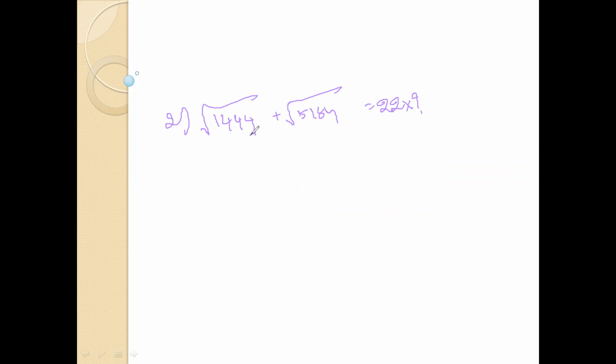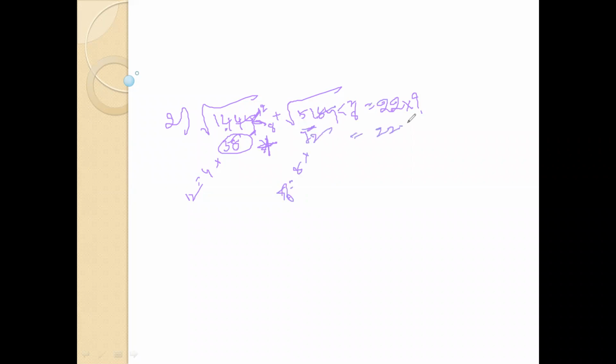Here the last digit is either 2 or 8. Remove the last two digits. This is nearer to 3. 3 squared is 9, 4 squared is 16, so 3. The next digit is 4, 3 into 4 is 12. So this is the more value, which means 8, 38 into plus. Here 4 means 2 or 8. Same for 51: 7 squared, 7 into 8 is 56. This is the lesser value, lesser value means 2, so 72.